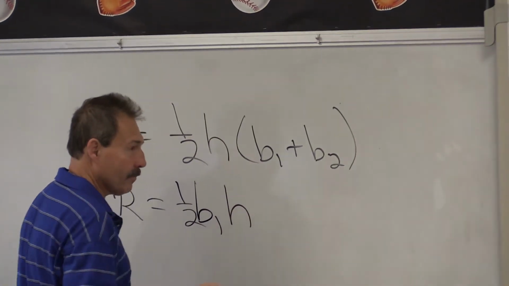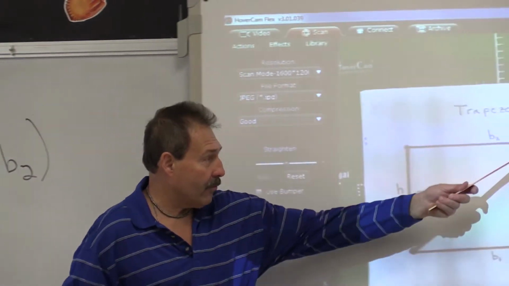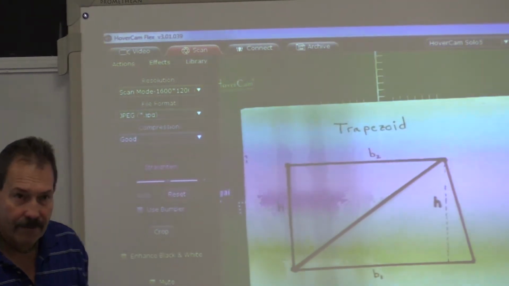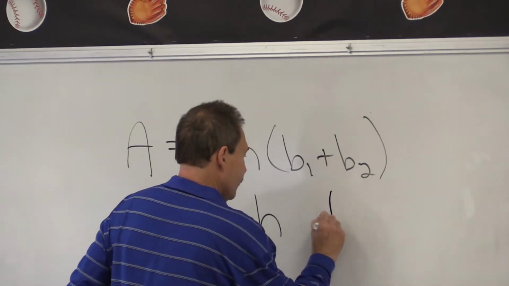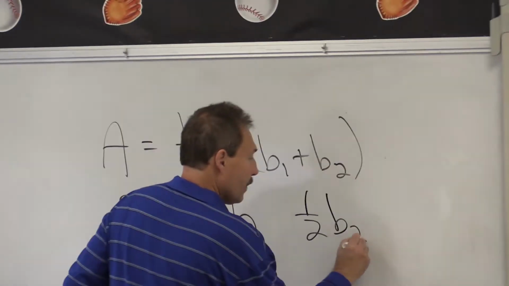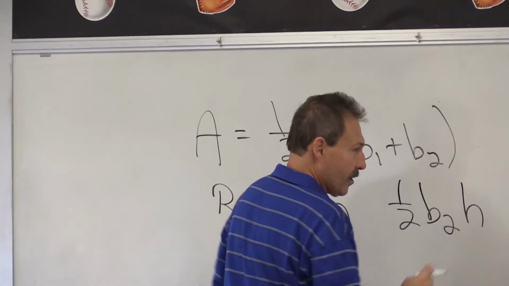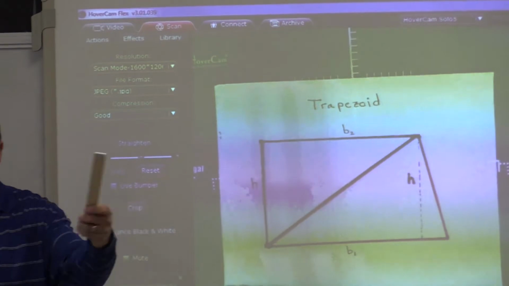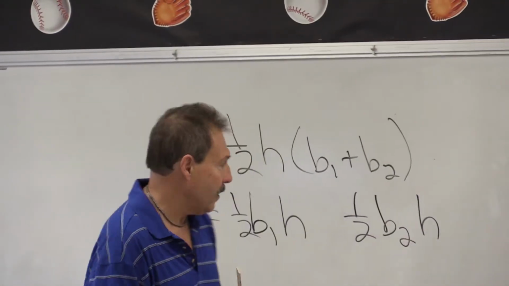times the height. The area of the green triangle. 1/2 times the base times the height, which is still h. Well, the entire trapezoid is the sum of those two things, right? Sure it is.